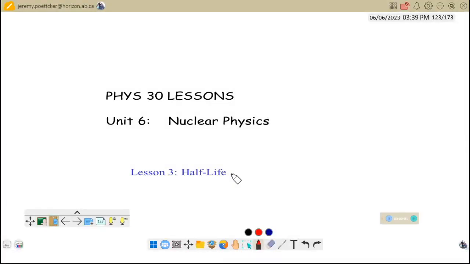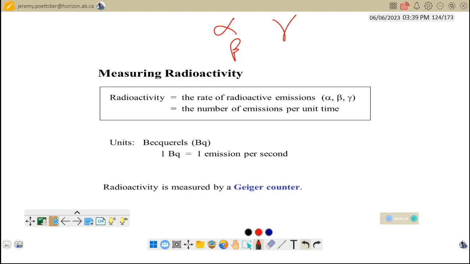Right, we want to talk about half-life here today. And the thing with half-life that we have to deal with is radioactivity. And remembering there's three kinds. We have alpha, beta, and gamma. Alpha being those helium nuclei with a 2+ charge. Beta meaning our high energy electron, and gamma meaning our high energy photon.